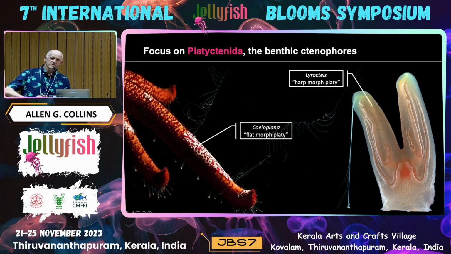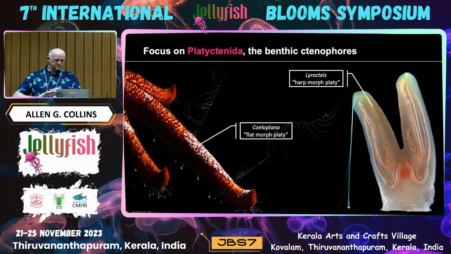So the other group that Nick is spending a lot of time focusing on are the platyctenids, the benthic ctenophores. So these animals do have a pelagic part of their life cycle. They do have the combs when they're juveniles, but they settle down onto the bottom.